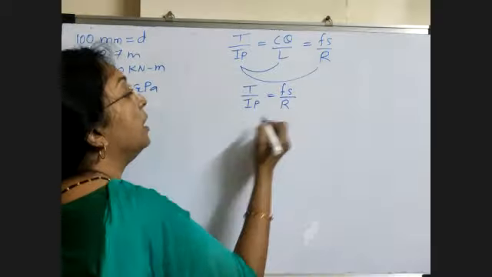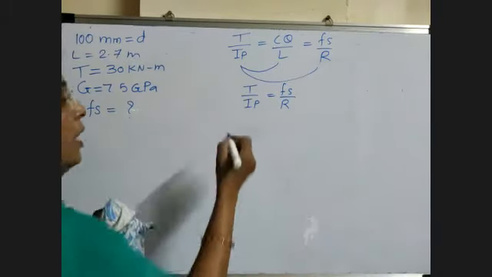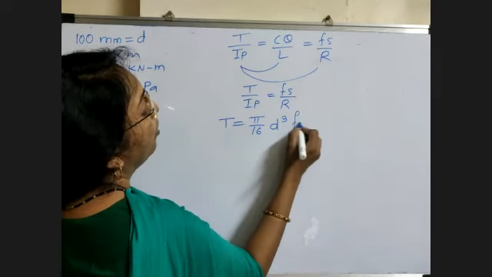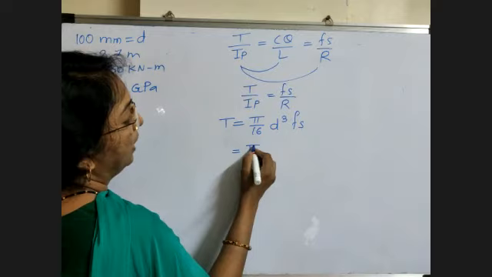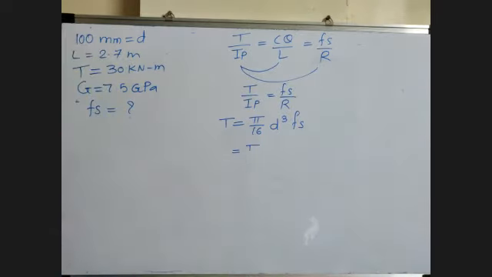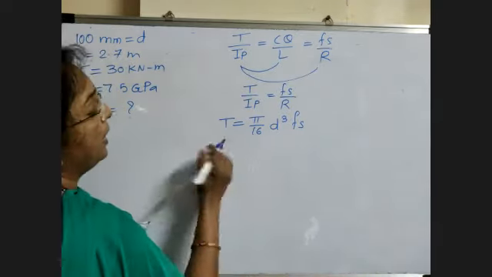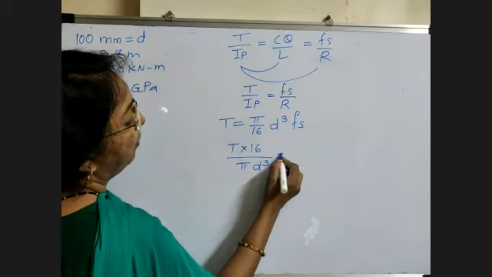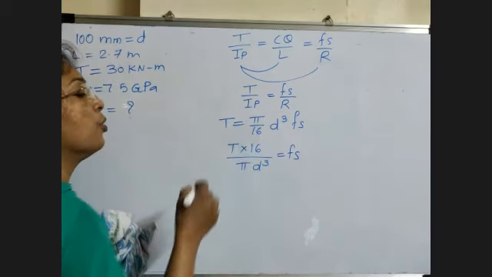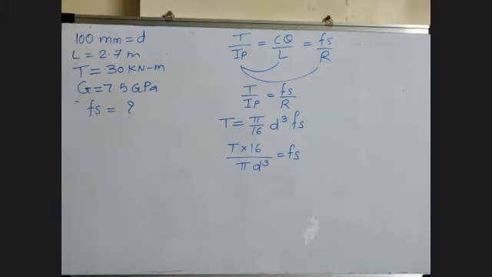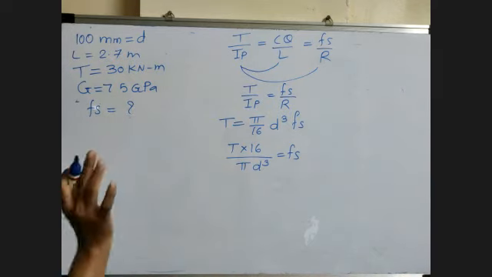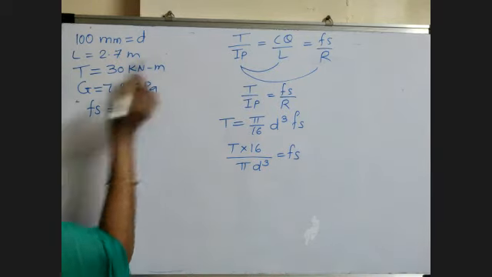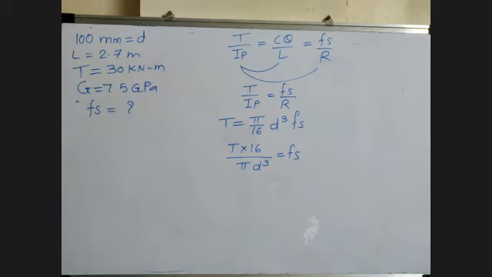Now again, instead of this, we use the modified formula, that is T equal to pi by 16 d cube into Fs. We have to calculate Fs, so we take Fs on one side and the remaining terms we transfer to the other side. So Fs we keep as it is. 16 goes in the numerator, d cube and pi go in the denominator. While putting the value of T, we have to take care about the unit. This torque is given in kilonewton meter, and we need it in Newton mm.